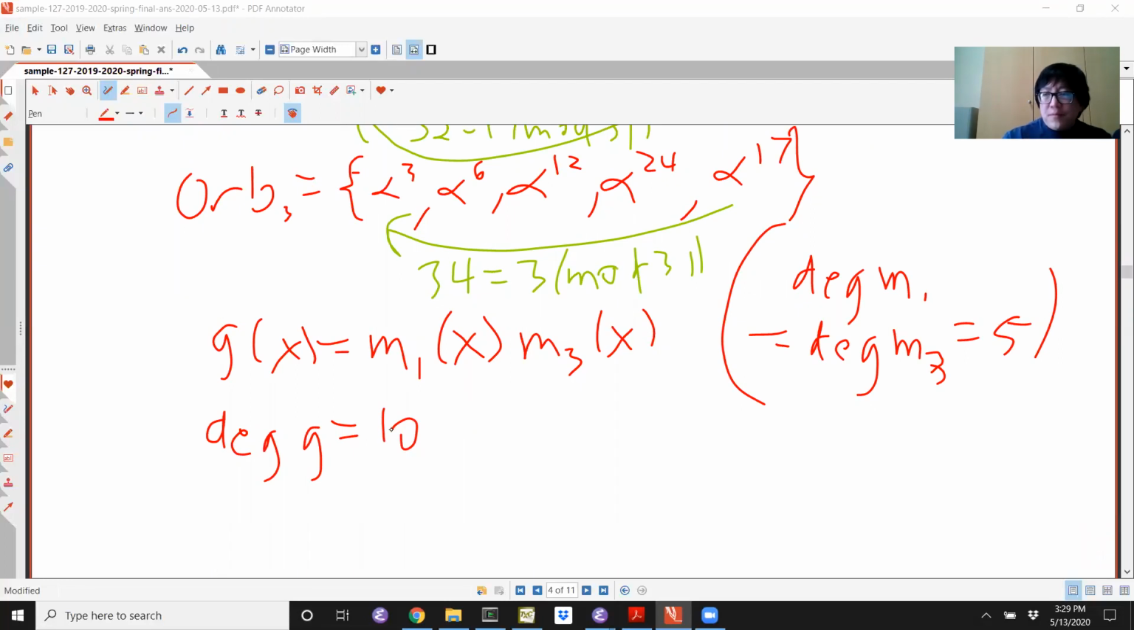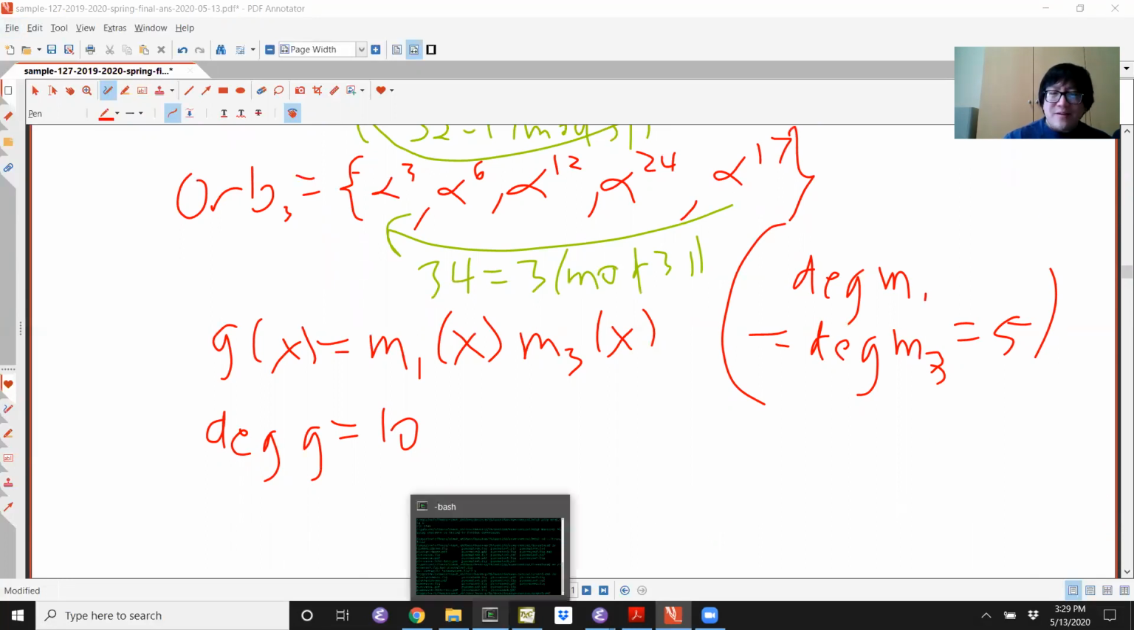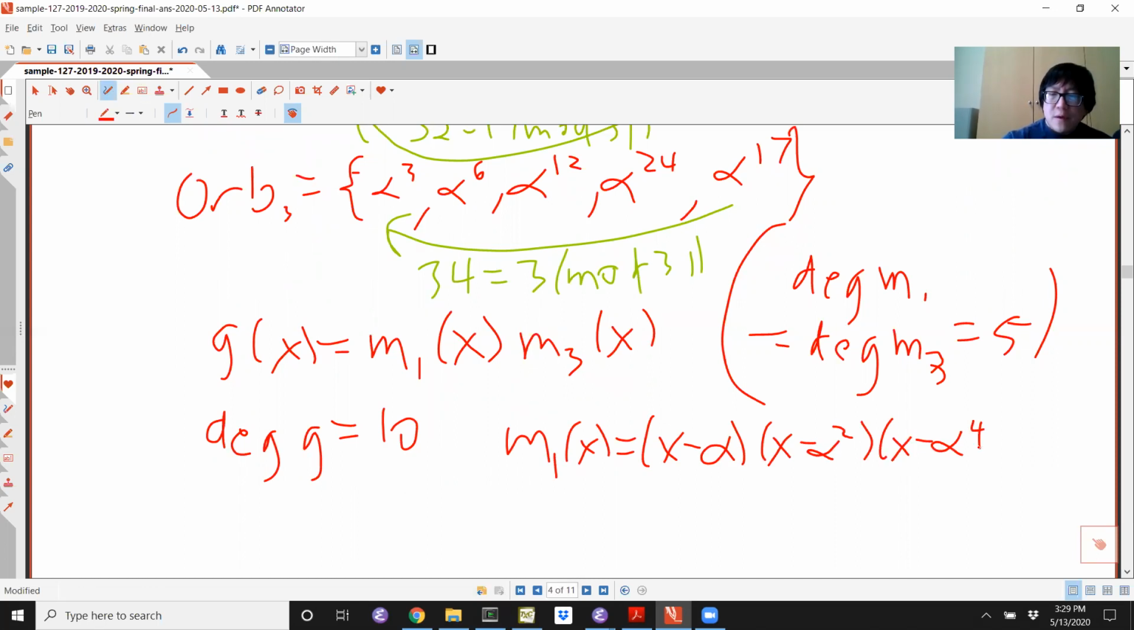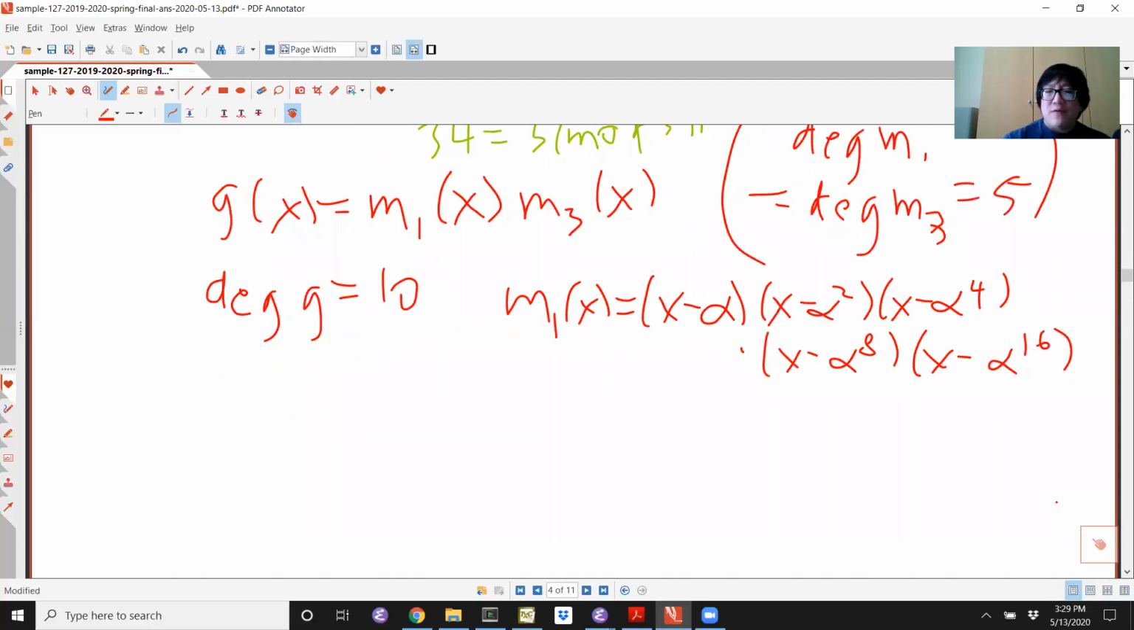How did I get 10? It's from stuff I skipped that you don't have to write down, but let me do it anyway. m1 of x is the minimal polynomial of alpha. It's x minus alpha times x minus alpha squared times x minus alpha to the fourth times x minus alpha to the eighth times x minus alpha to the 16th.